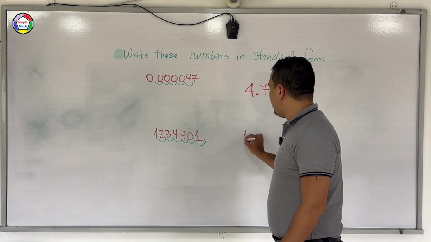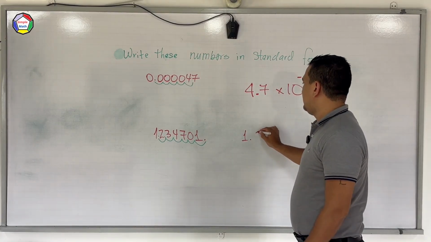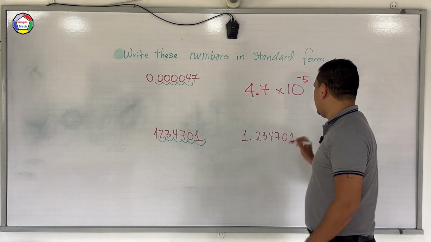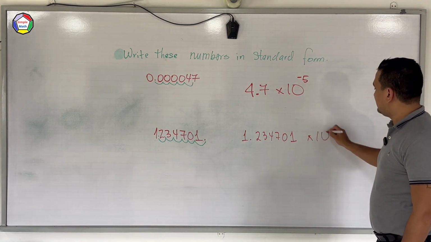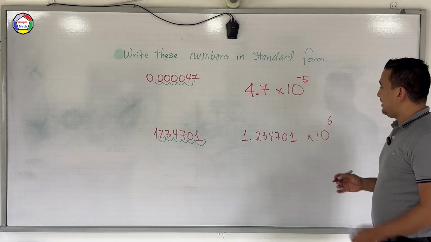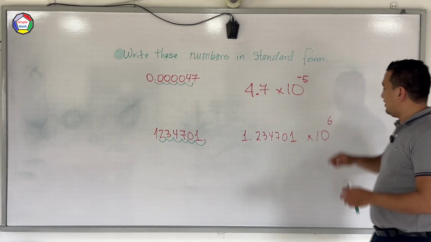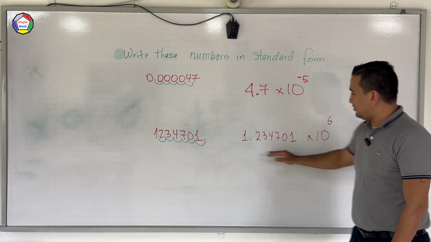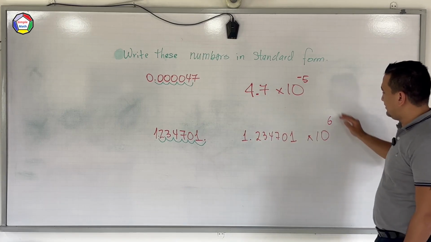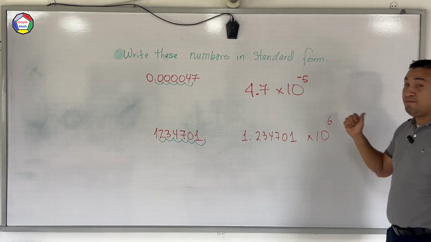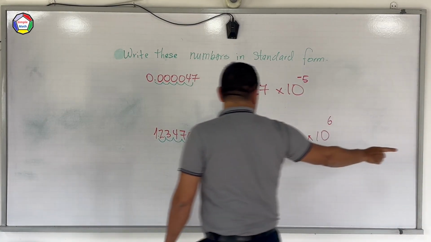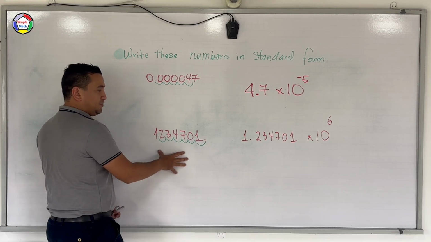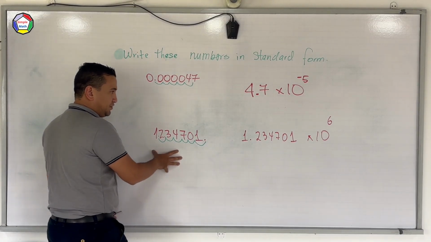So the number written in standard form is 1.2347001 times 10 to the power of 6. Then we need to determine if the exponent is positive or negative. How do we know that? Imagine this is the exercise. If the exponent is positive, we move the decimal point to the right side. 1, 2, 3, 4, 5, 6. And in that case, we have this answer.